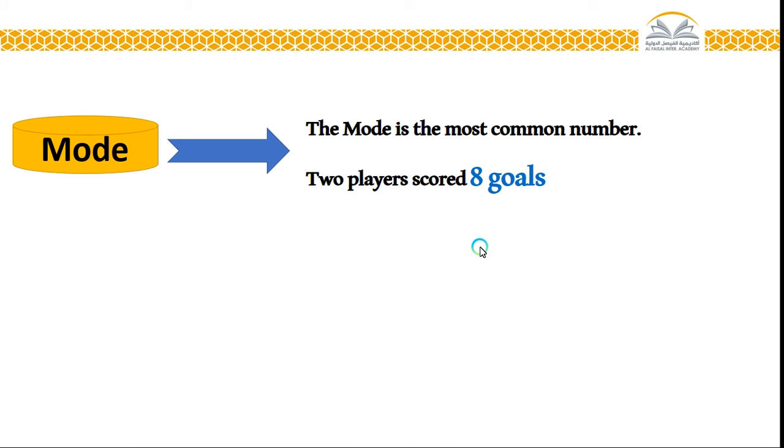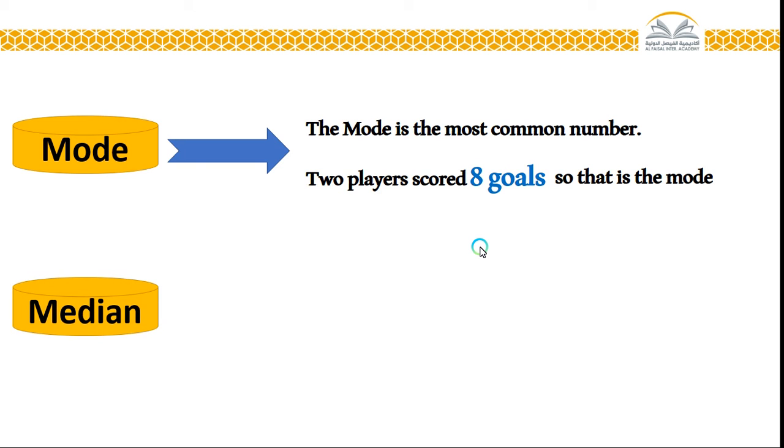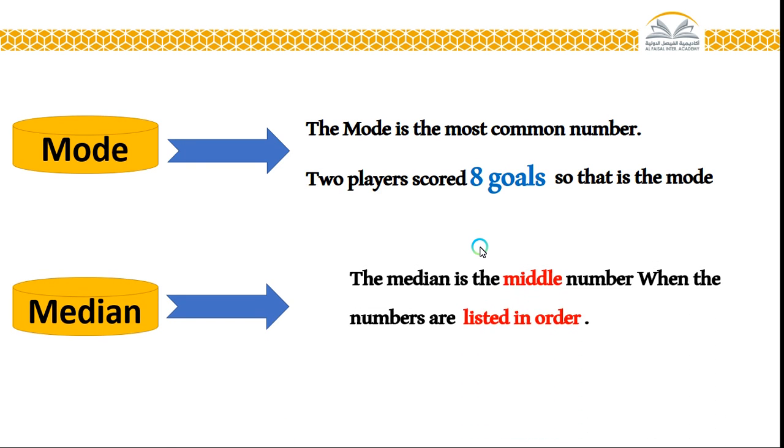Now, first one, how we will find the mode. So the mode is the most common number. 2 players scored 8 goals, so that is the mode. Now the median. What is the median? The median is the middle number when the numbers are listed in order.